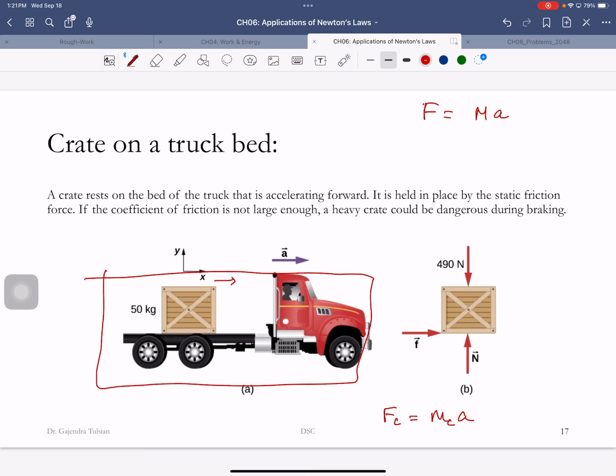Where is the force on the crate coming from? The friction keeping it attached to the drive. Very good. It's the static friction force. Okay, that's accelerating the crate.